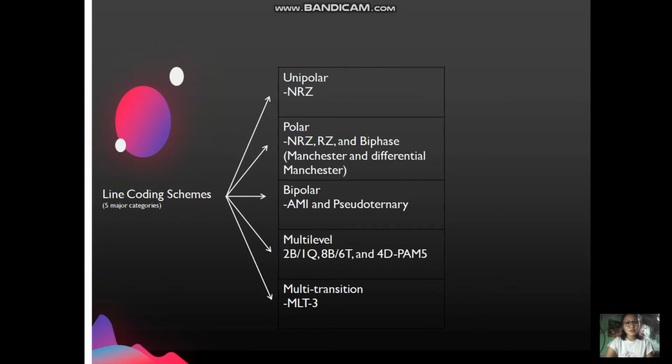So as previously learned, line coding schemes fall into 5 major categories. First, we have unipolar, and under that is NRZ, which means non-return to zero. Second is polar, and under that we have NRZ, RZ, and biphase. Under biphase, we have Manchester and differential Manchester. Third is bipolar, and under that we have AMI and pseudo-ternary. Fourth is multi-level: 2B1Q, 8B6T, and 4D-PAM5. And last is multi-transition, MLT-3.